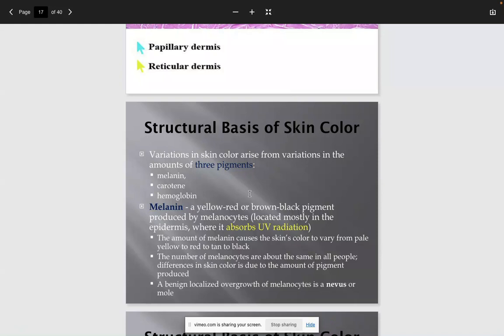So again, somebody that lives closer to the equator, maybe in South America, is going to have a darker skin pigment than somebody who lives up near Greenland or somebody who lives up in Michigan, somewhere further away from the equator. So the number of melanocytes is about the same in all people, but it's the amount of pigment produced.